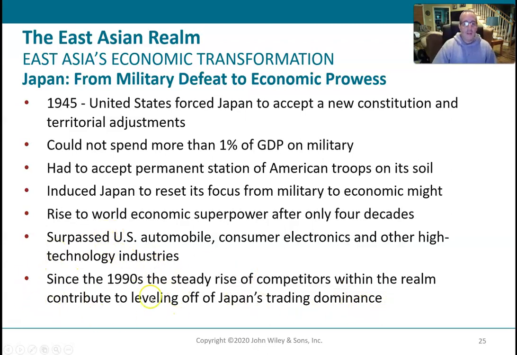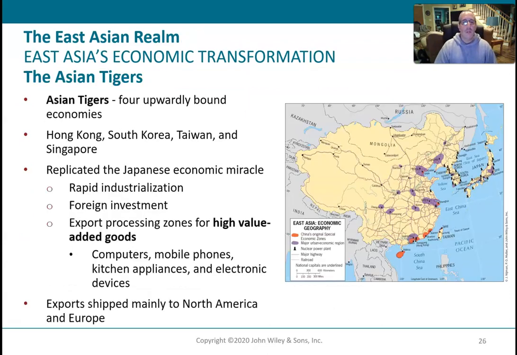Now, as I've told you already, since the 90s, some of their competitors within the realm, China and some of these other, Taiwan, they've been gaining ground on them quite a bit. So the Asian tigers, you're going to see this in this realm, and there's one in the next. It's 3 countries in this realm: Hong Kong, South Korea, Taiwan, and then Singapore is in Southeast Asian realm we're studying next lesson. These are some of those other countries other than Japan that started saying, hey, we can do this too, and started trading with the U.S. and building a very, very strong economic base for their very small countries, but very profitable countries.